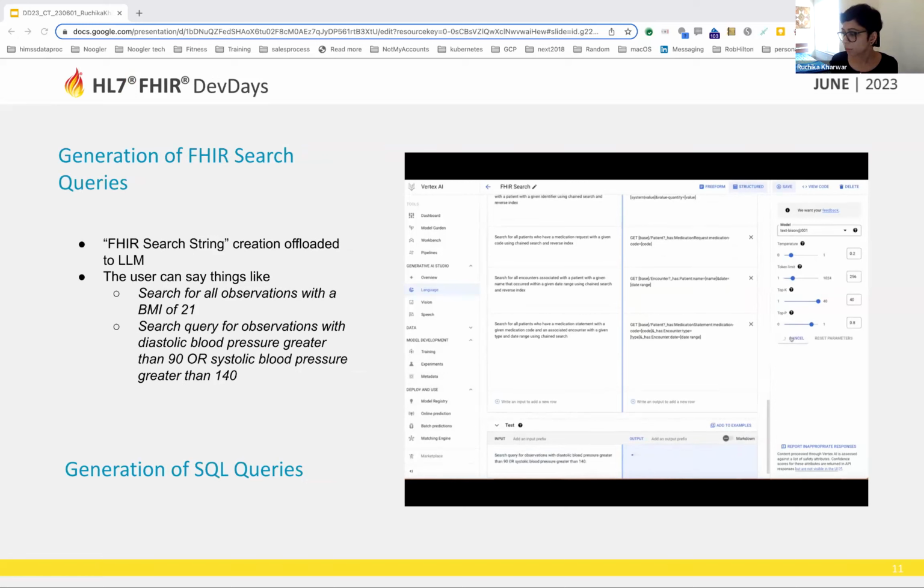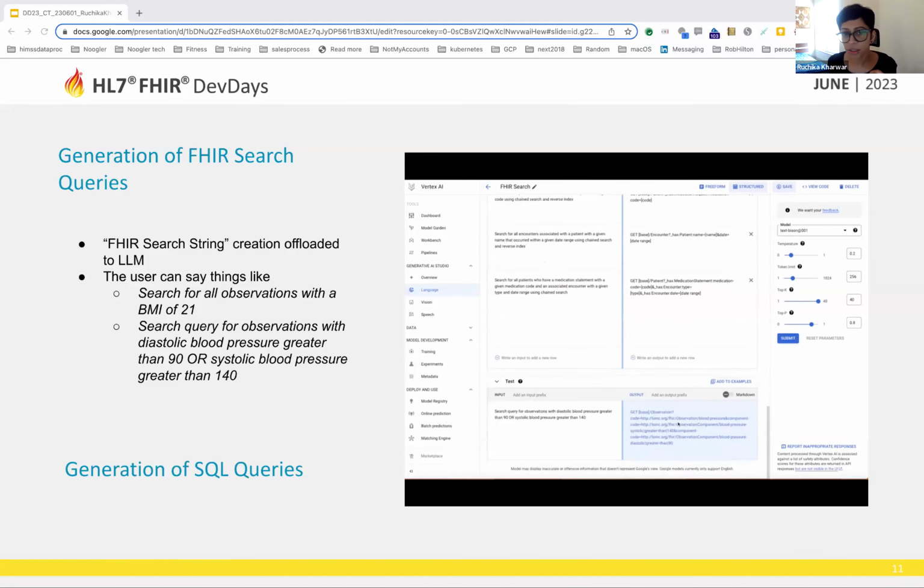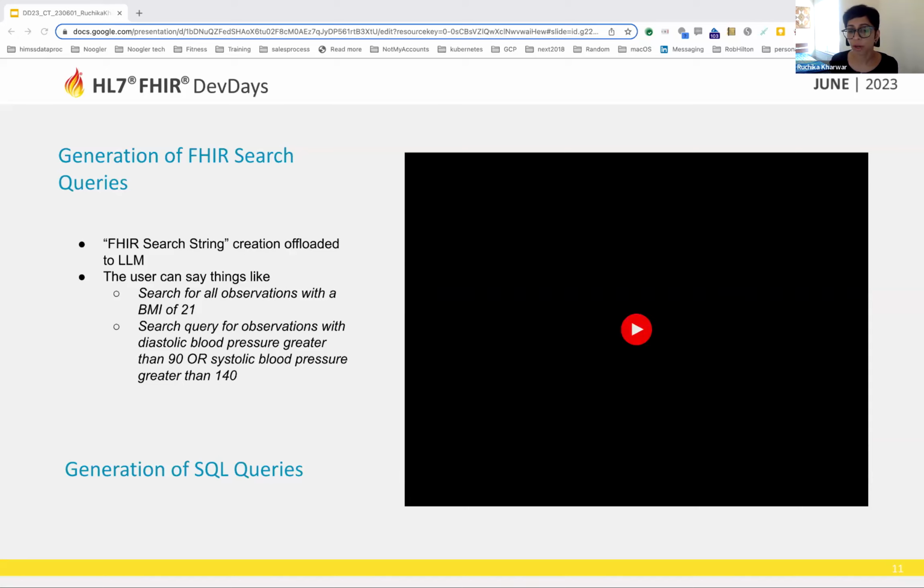And while this is playing, I definitely want to say there's a lot of community effort going on to generate SQL from natural language using LLMs. So I suspect SQL on FHIR can piggyback on a lot of that development.